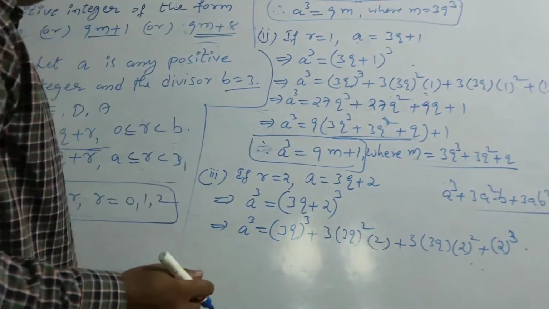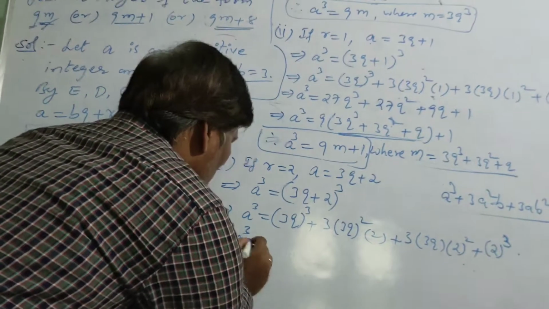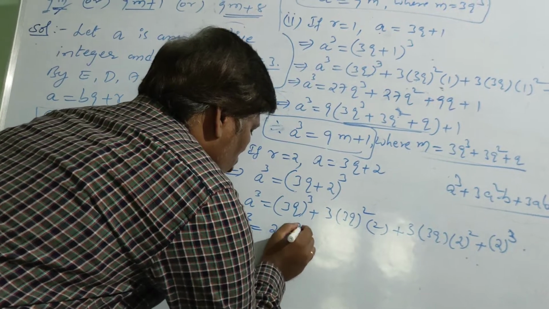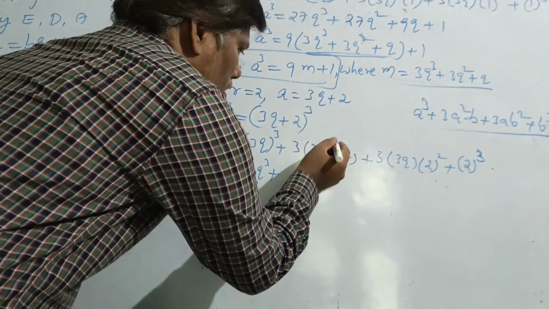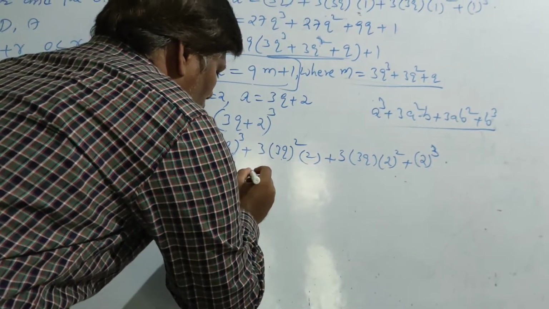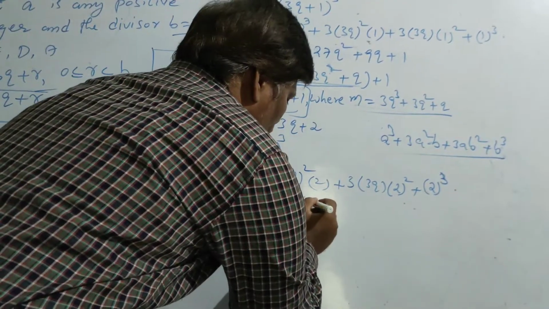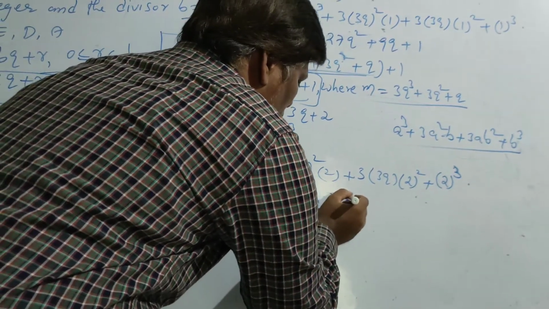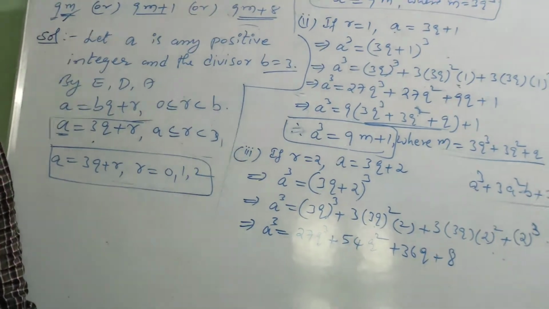Like this we have to expand. Then what we will get? A cube is equal to 3q whole cube, 27q cube, plus. First here we have to do the square of this. 3 square is 9, 9q square we will get. 9 3 is 27, 27 2 is 54, 54q square we will get here. After this 2 square is 4, 4 3 is 12, 12 3 is 36, 36q we will get here. And then 2 cube is equal to 8.